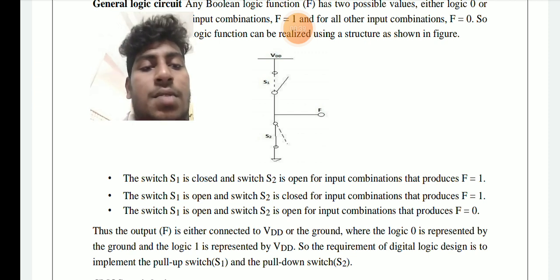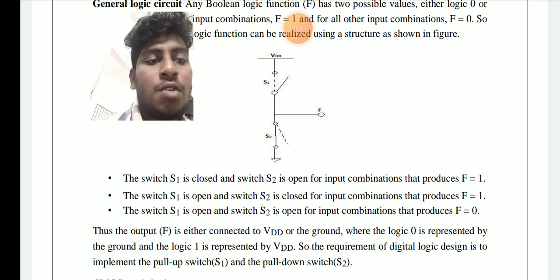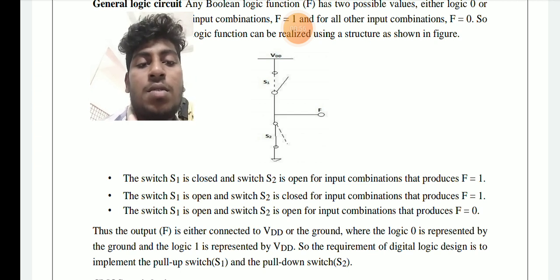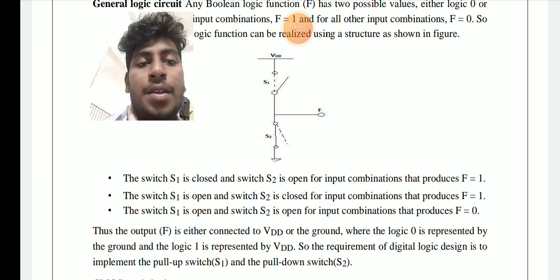Switch S1 is closed. Switch S2 is open for input combinations that produce F equal to 1. The switch S1 is open and switch S2 is closed for input combinations that produce F equal to 0.